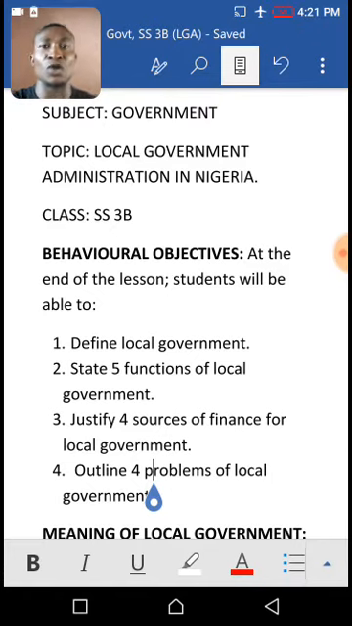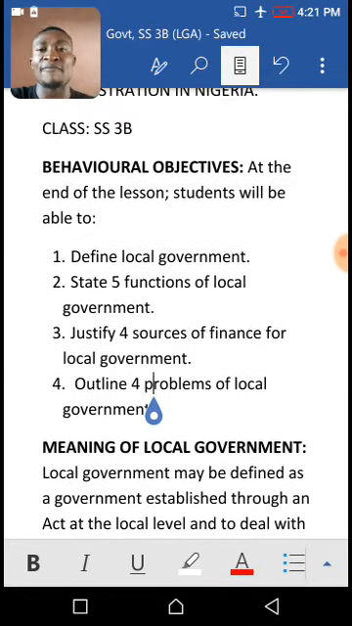The first topic is on local government administration in Nigeria. In this lesson, I have 4 behavioral objectives. In other words, what you must know at the end of this lesson. Number 1, you must be able to define local governments in clear terms. Number 2, you must be able to state 5 functions of local government. 3, justify 4 sources of finance for local government. 4, outline 4 problems of local government.